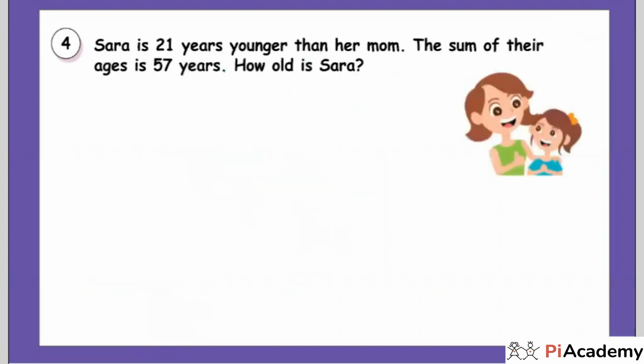Okay, let's have the next question. So this is a little bit of a word problem type of thing. Sarah is 21 years younger than her mom. The sum of their ages is 57 years. So how old is Sarah?